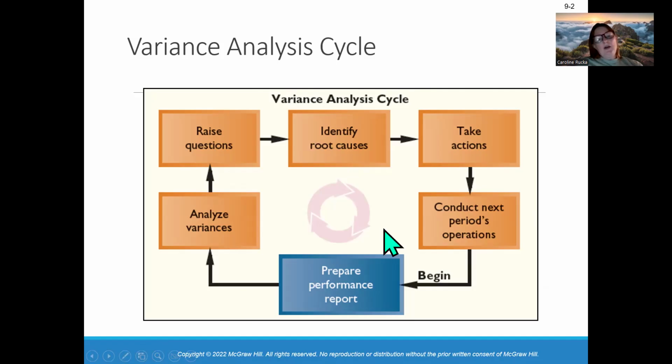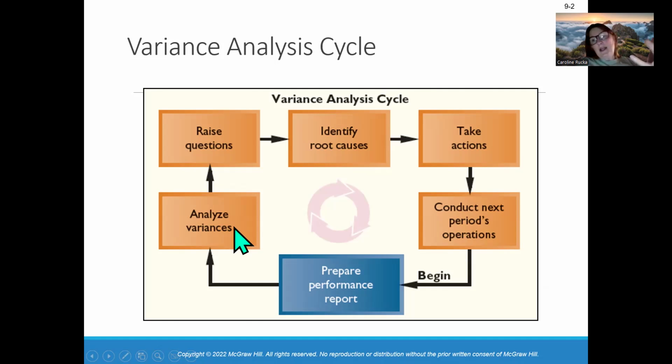So we create this performance report to compare our budget to our actuals, okay? Or maybe we're just comparing this year to last year. It really depends, okay, on what you're trying to figure out. But you make your comparison, you analyze the variances.